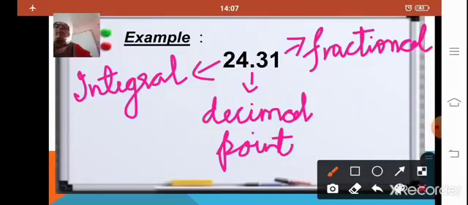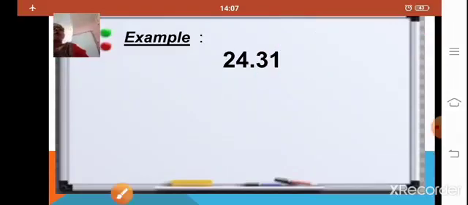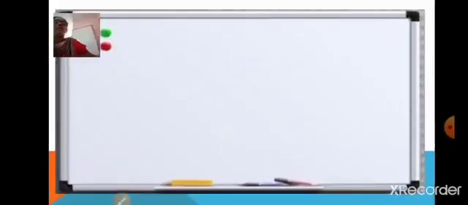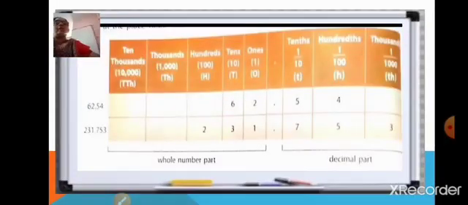The number of digits after the decimal point are called the decimal places. Here in this number there are 2 decimal places. One more point you have to keep in mind is that when you move to the right hand side, after the point, your number becomes 10 times smaller. Now just see in this table, the number is 62.54.